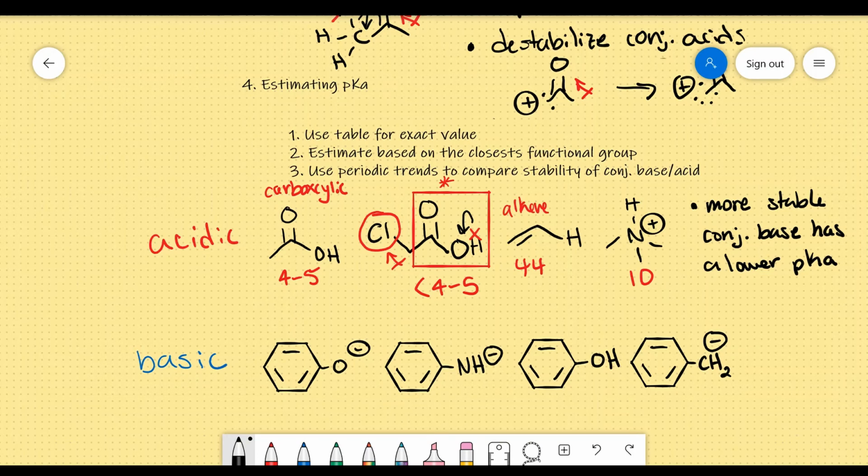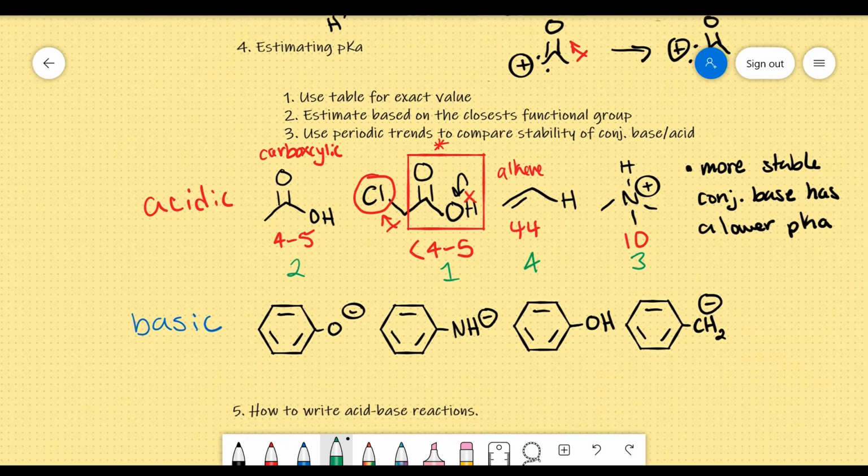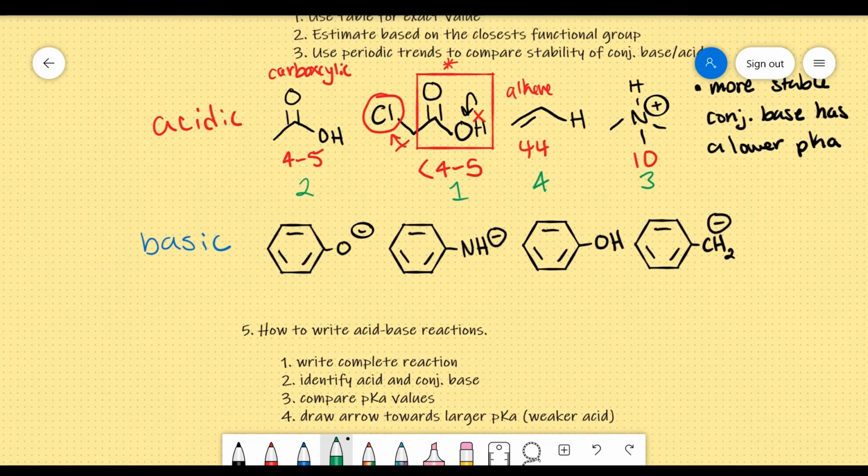Okay, so now we're going to rank these. Well, we can see that we're going to be, here's first. Remember, we're ranking acidity, second, third, fourth. Perfect. All right, now let's move on to the next one with our basicity.